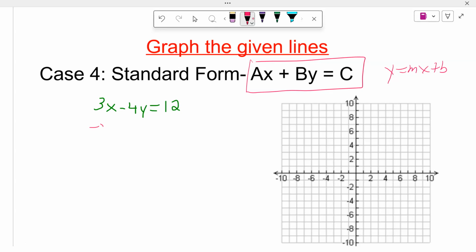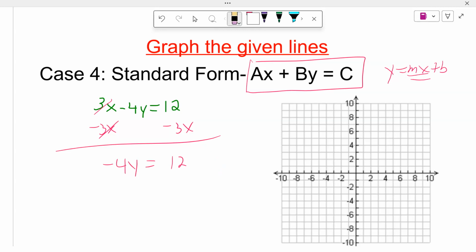So what I would do is subtract 3x from both sides. These would cancel, giving me -4y equals, notice 12 minus 3x, they're not like terms, so I cannot combine them. Now you could write it like this. But typically in slope-intercept form, that mx part, the x goes first. So as long as I still have a minus 3x, notice that's a positive 12, we're still in business.